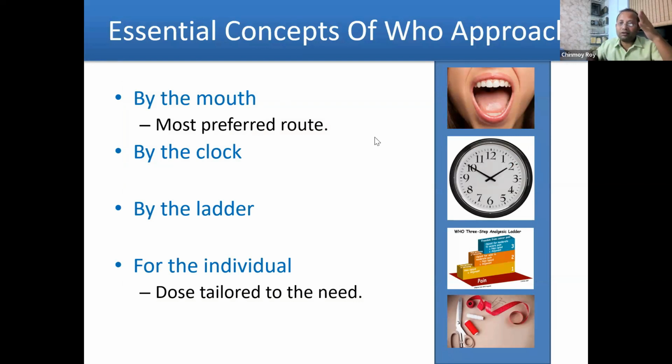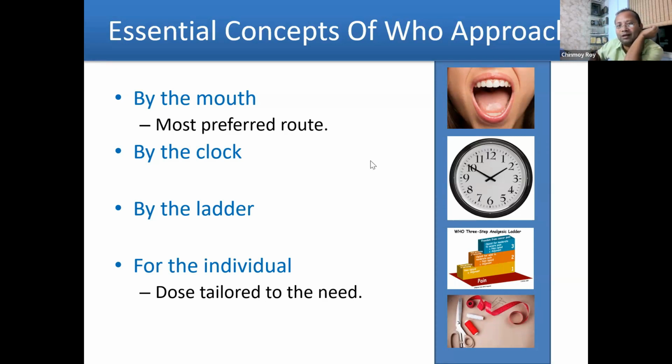By the clock, it is always time bound. Every 8 hourly, 12 hourly, you have to give, whatever the dose you prescribe, because if you don't give it in that time, then blood level will decrease, and as soon as blood level decreases, the patient's pain suddenly increases, and that we call, does anyone know? Breakthrough pain. That we call breakthrough pain.